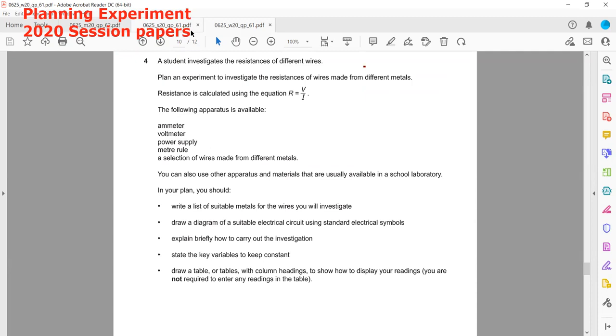This experiment is related to electricity. A student investigates the resistance of different wires. So we have to plan an experiment to investigate the resistance of wires made from different metals. So there are different metals. We want to investigate how the resistance of different wires changes. So investigate the resistance of different metals, and resistance can be calculated by using voltage divided by current.